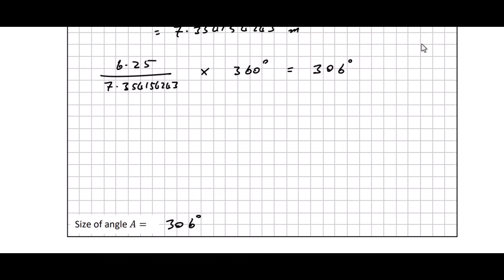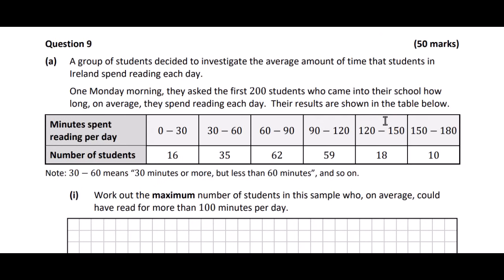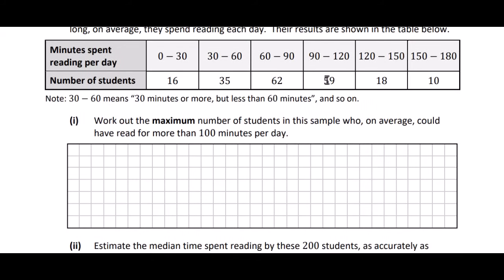306 degrees. Okay, so let's have a look at question 9. A group of students decide to investigate the average amount of time that students spend in Ireland reading each day. One Monday morning, they asked the first 200 students who came into their school how long on average they spend reading each day. The results are shown in the table. So this is a grouped frequency table, and we can see here that we've got 0 to 30 minutes, 16 students.